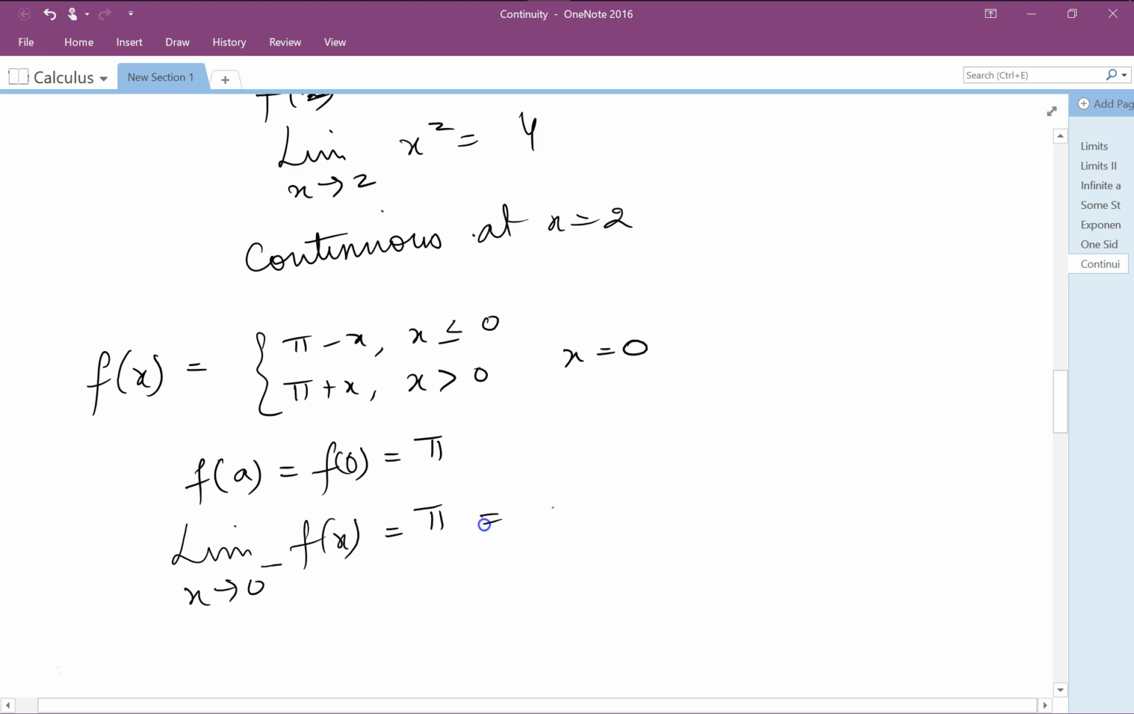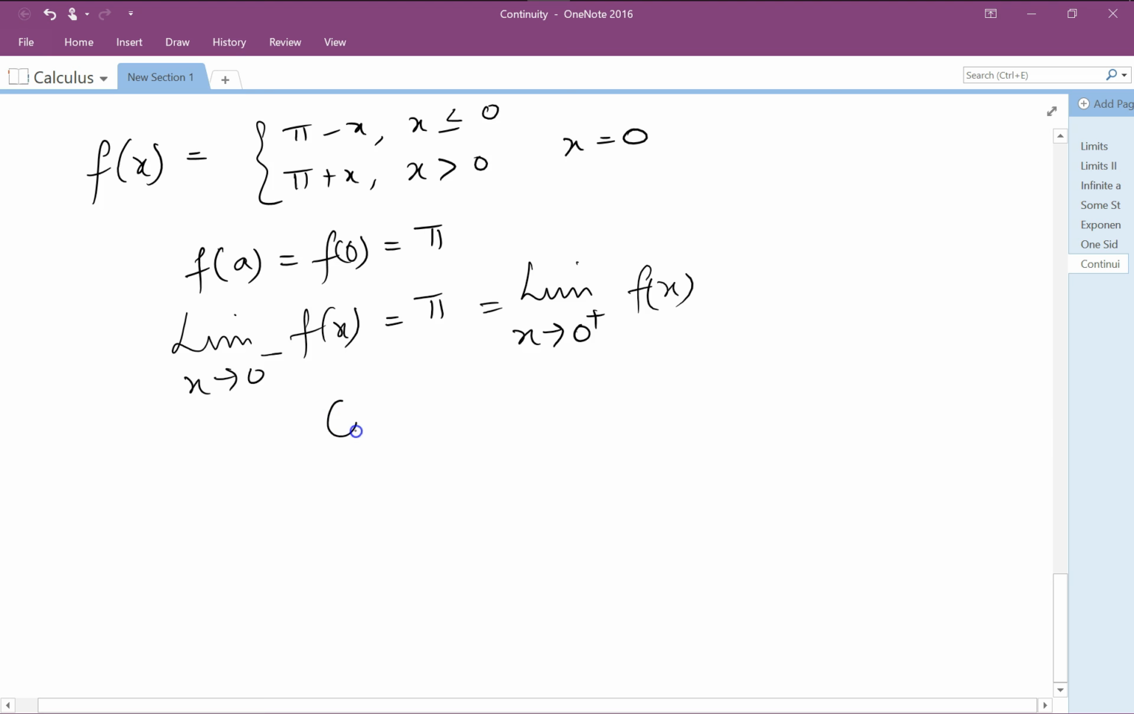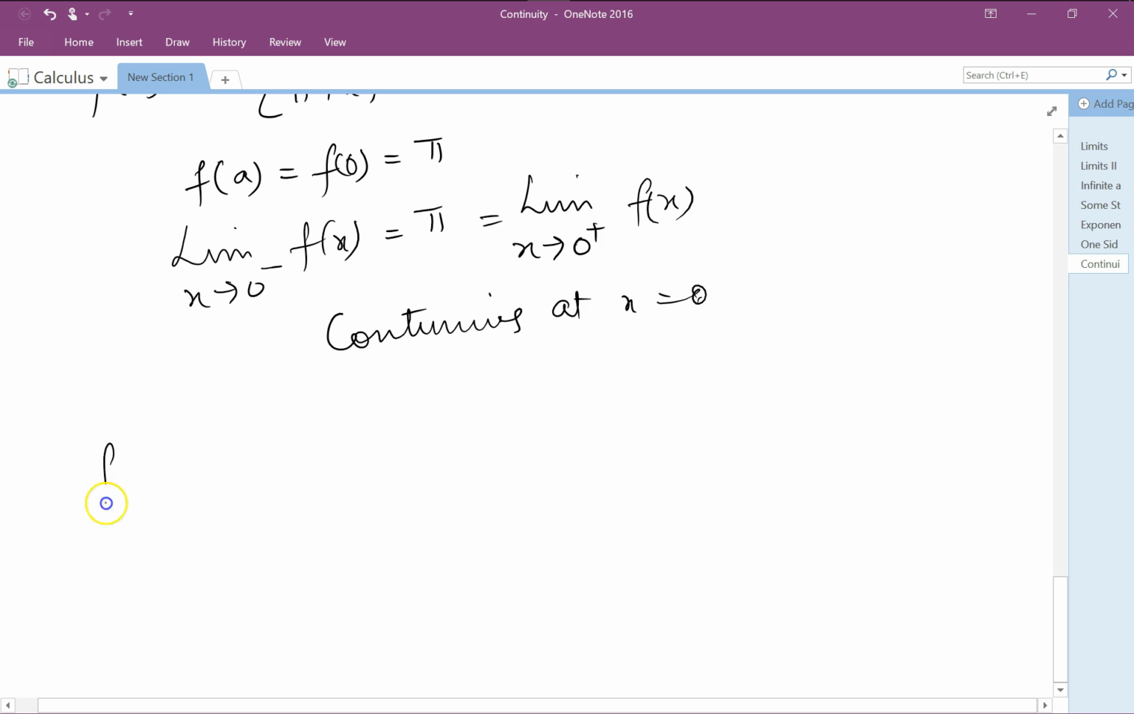From the positive side, what happens? As x approaches 0 from the positive side, f of x is also equal to pi. So this function is continuous at x equal to 0. Okay, let's look at another one.